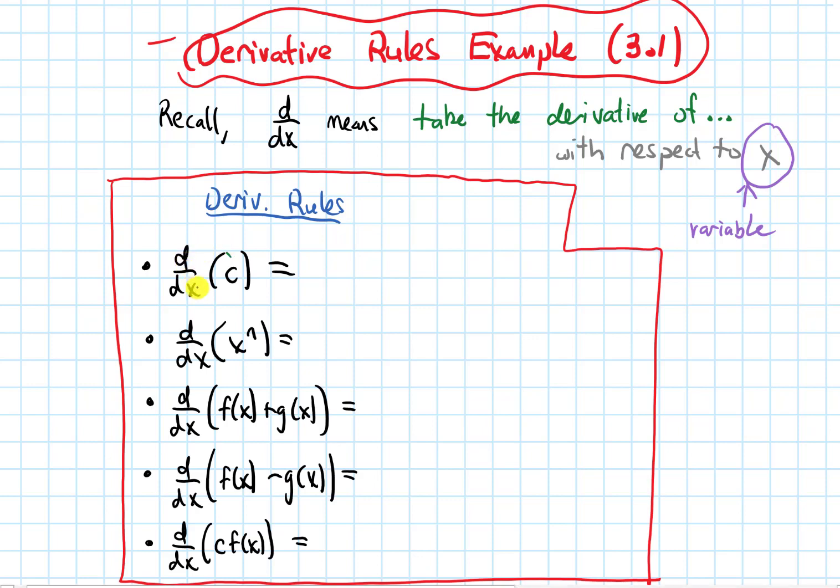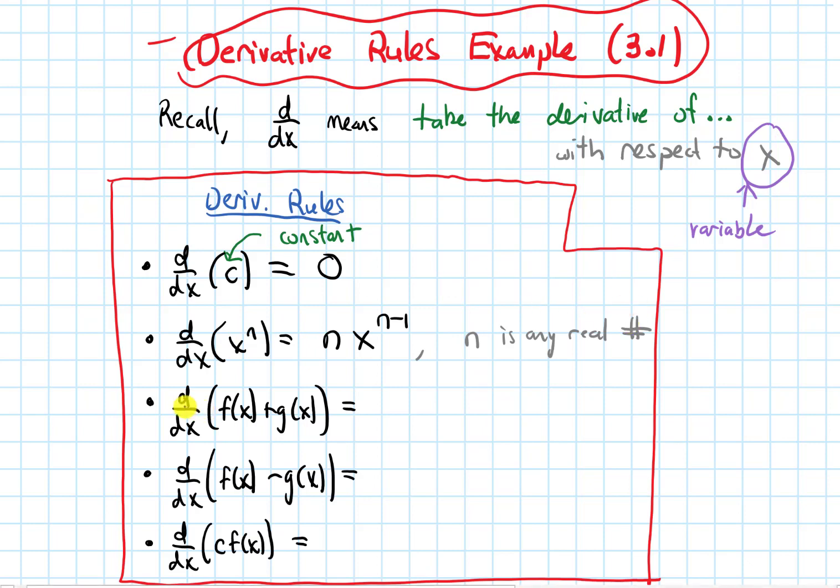If I take d dx of c, this means the derivative of c, where c is a constant. Remember, the derivative of a constant is 0. The derivative of x to the n, using the power rule, says I'll bring the power down, and then I'll get x to the n minus 1. In that formula, n is any real number. It's not a variable, n is some real number, like maybe x to the 5 or x to the pi, any real number.